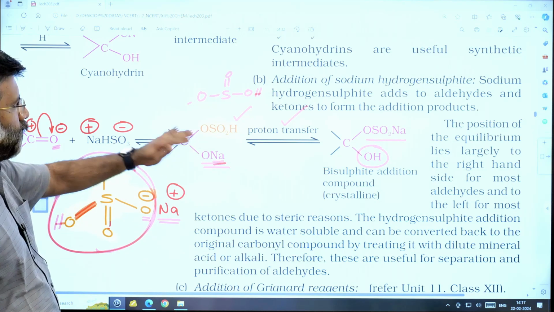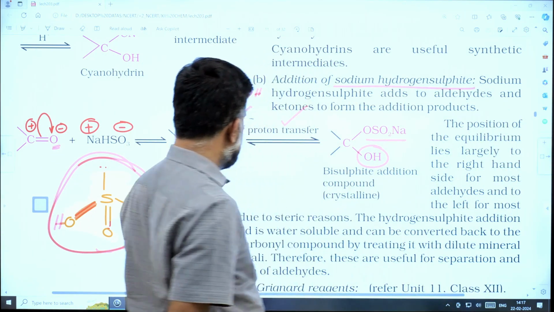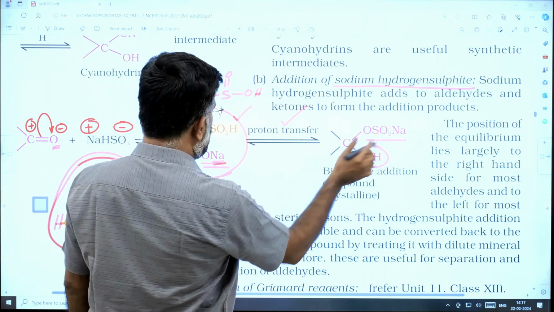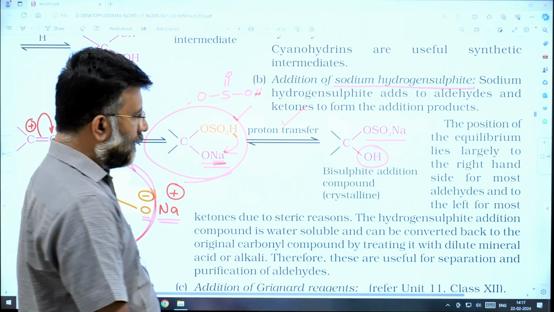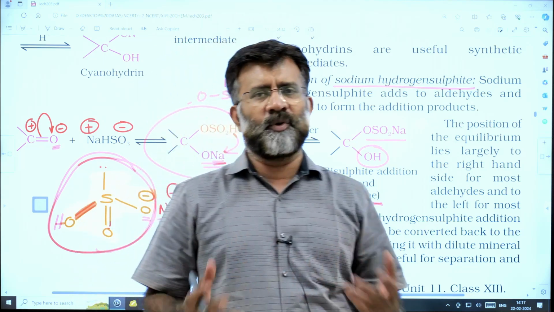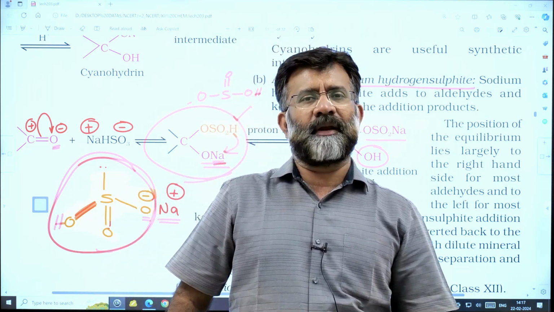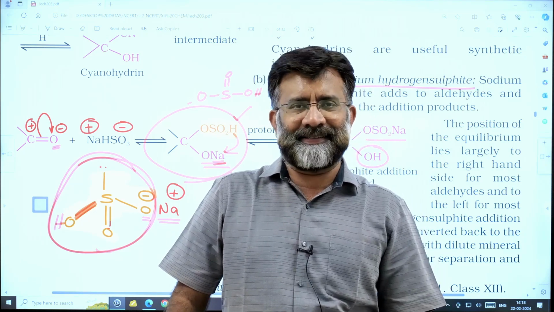Reaction number 2, reaction with sodium hydrogen sulfite. First, you get such an addition product, which upon proton transfer gives this product, which is obtained as a crystalline product. It's a simple, useful technique for the identification and separation of simple aldehydes and ketones, particularly aldehydes. Okay.